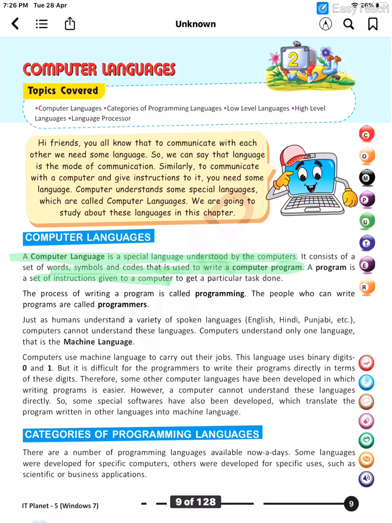Now the process of writing a program, what is that called? It is called programming. So what is programming, children? The process of writing computer programs is called programming. And those people who write computer programs, what are they known as? They are known as programmers.